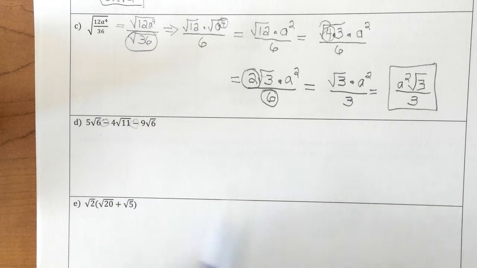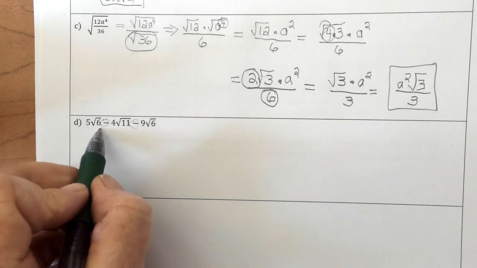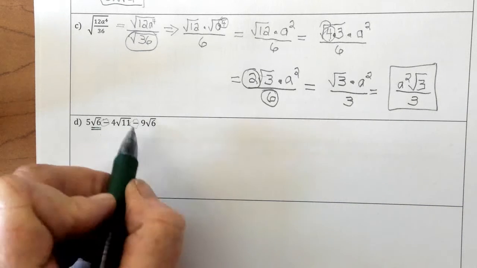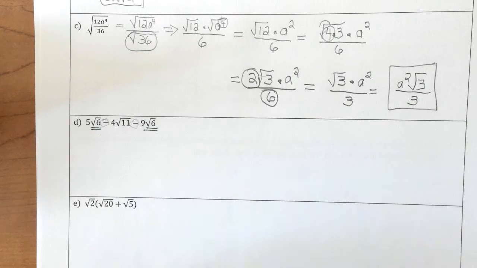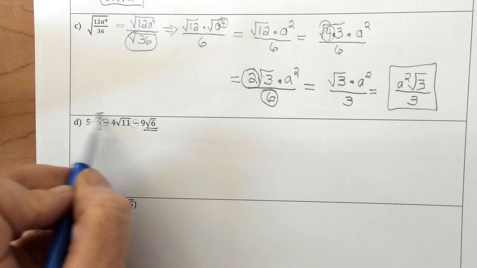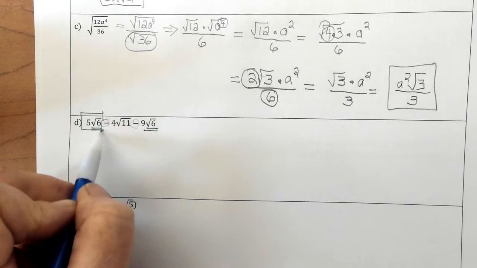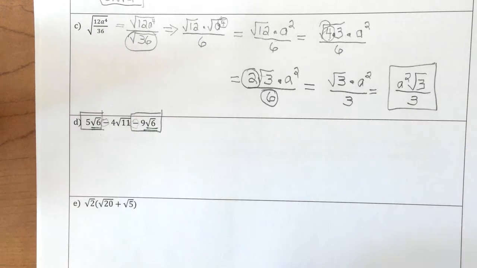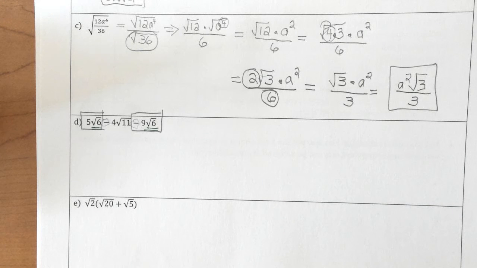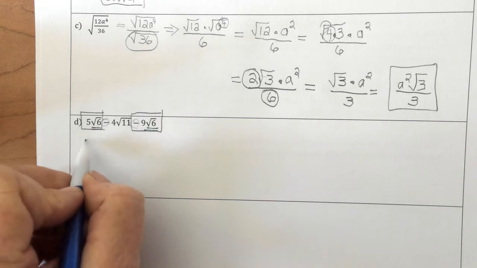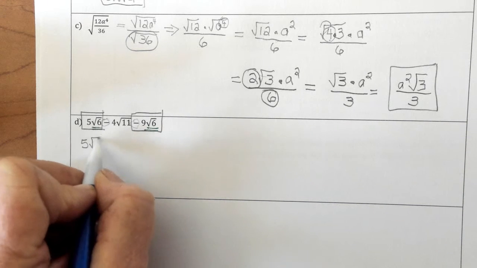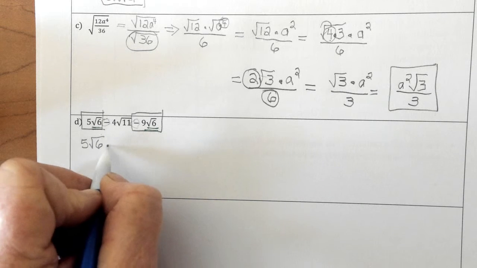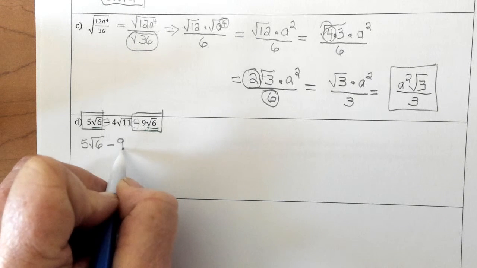So moving on. Now I'm going to be adding or subtracting, and in this case I'm subtracting a whole bunch of radicals. So remember, what is it I'm looking for? I'm looking for common radicals. So I'm noticing that I've got root 6 right there. So that means I've got 5 roots of 6, and I'm taking away 9.